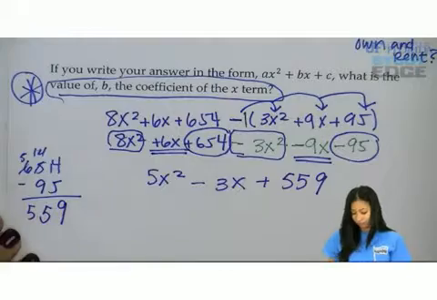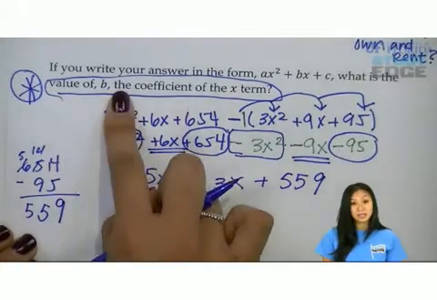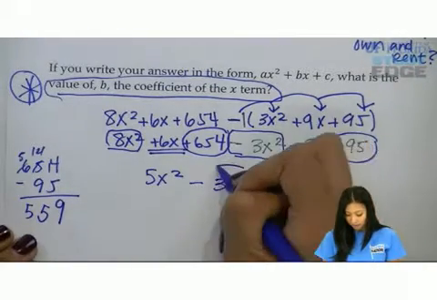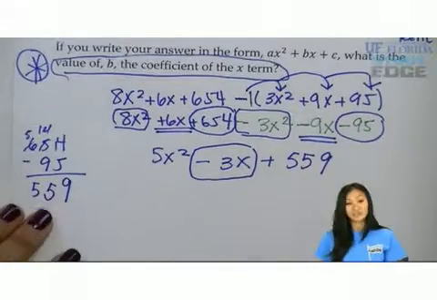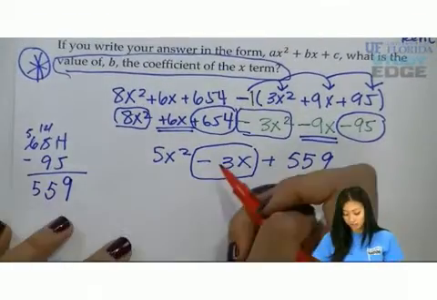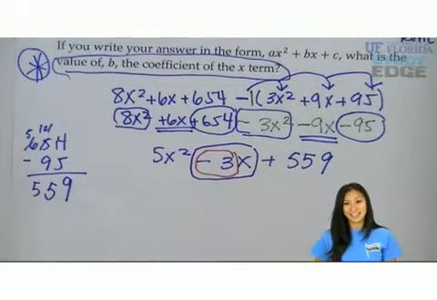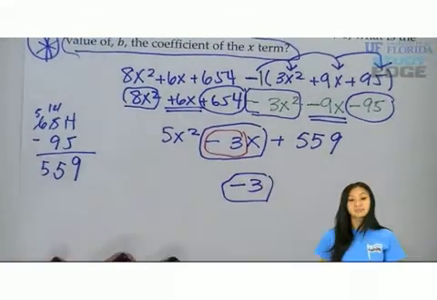Positive 559. Right there. Now remember, it's only asking for the value of b, the coefficient of the x term. So all I'm looking for is this term. The coefficient is negative 3. The coefficient is negative 3. You have to include that minus, that negative sign. So the answer is negative 3.